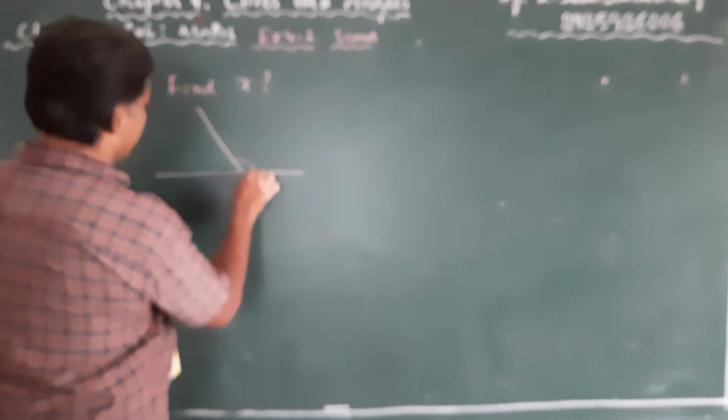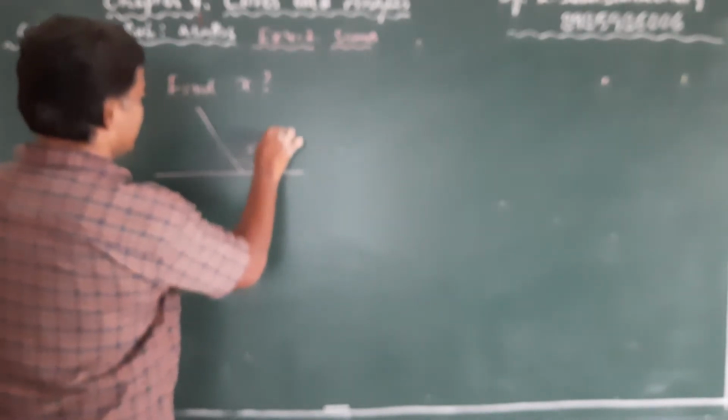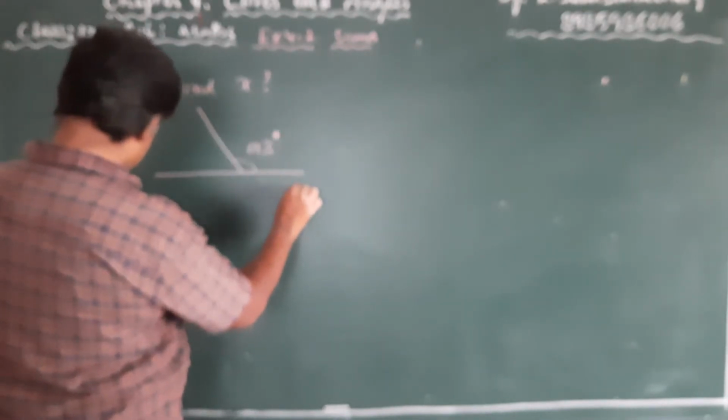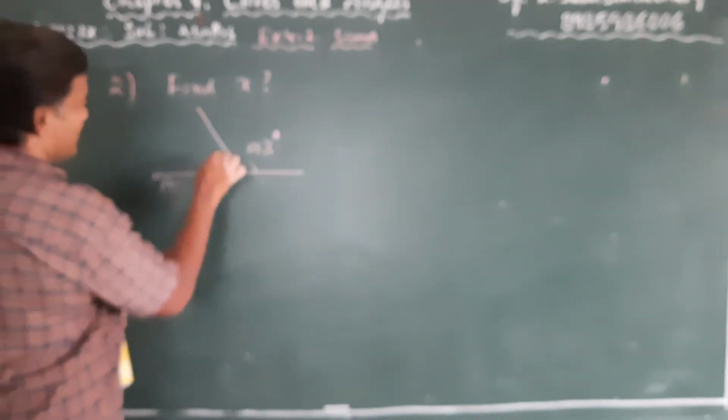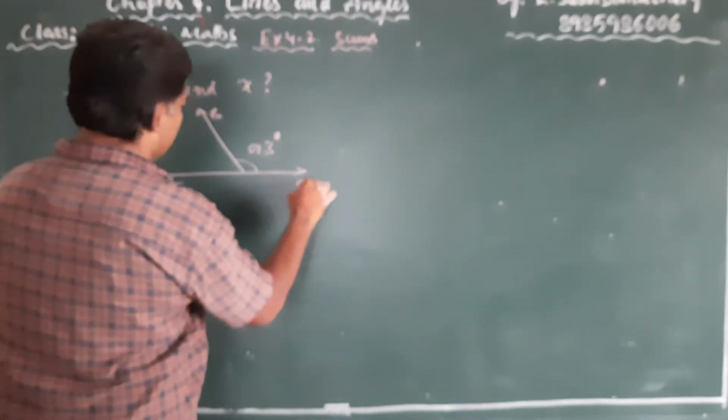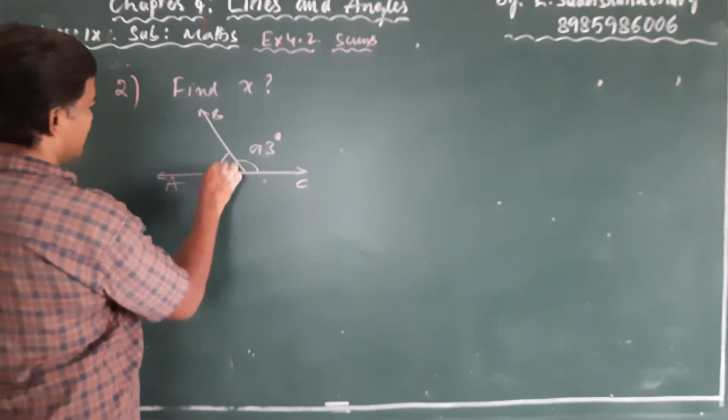Second bit, find x in the following figures. In that, the first question is a diagram with 93 degrees, this A, B, C. This angle is 3x plus 18.